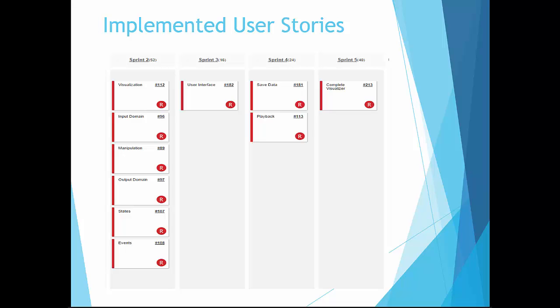The save data user story gives the ability for the user to be able to save all the touch events that have happened. The playback user story plays back all of the touch points that were previously saved by the user. The complete visualizer user story basically encompasses all the other user stories so that a complete visualizer can be used.